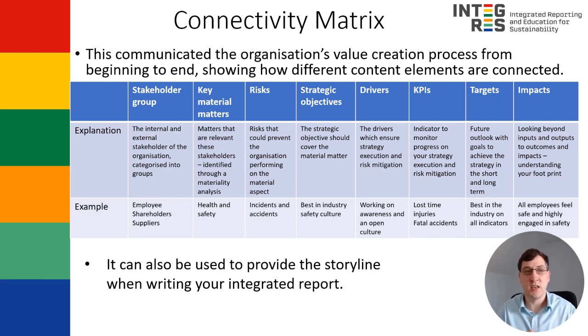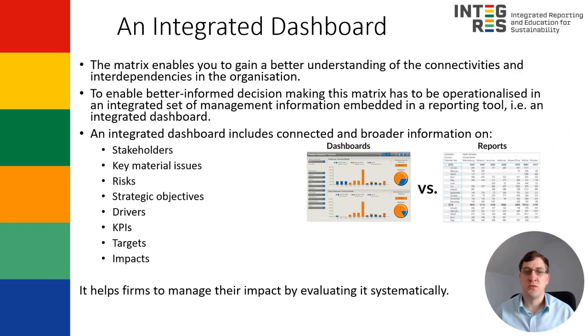Here we can see that the connectivity matrix helps us to contextualize the KPIs within the broader business model and strategy of the business. This can be also useful to provide a storyline when writing your integrated report, because it does a great job of connecting all these different content elements. The matrix enables you to gain a better understanding of the connectivities and interdependencies in an organization.